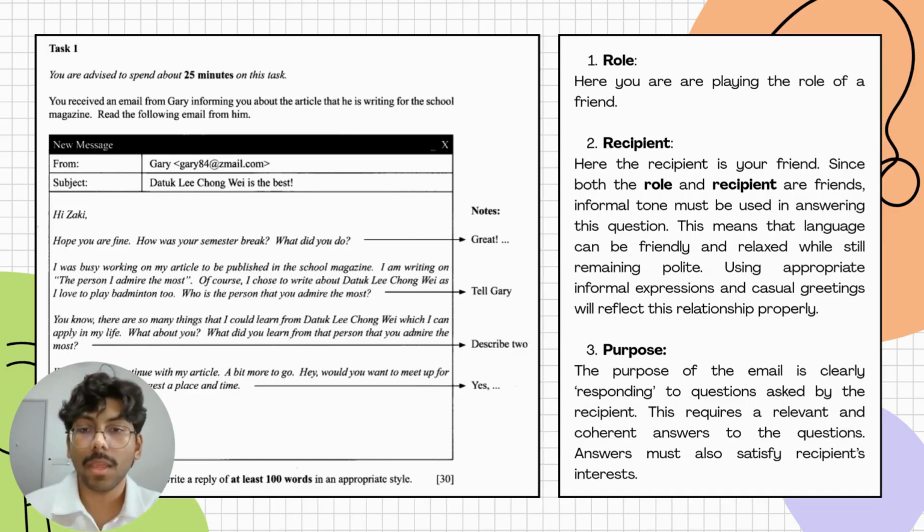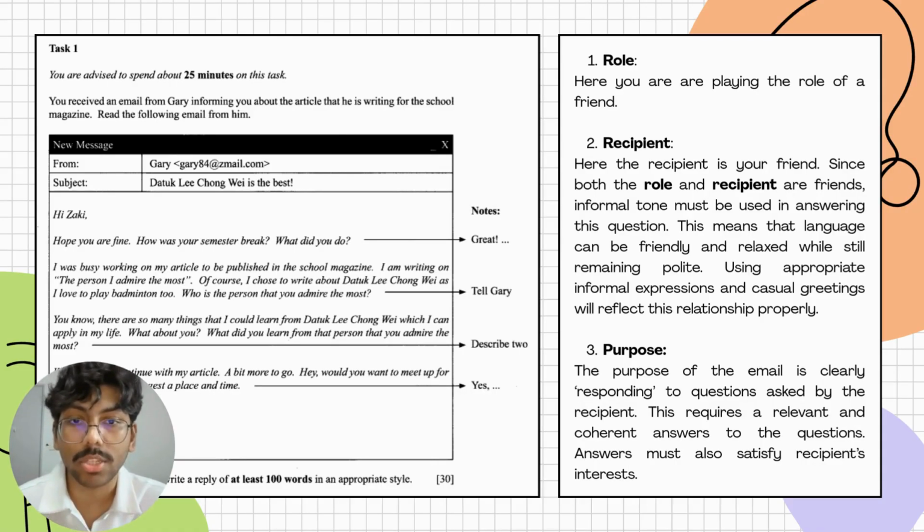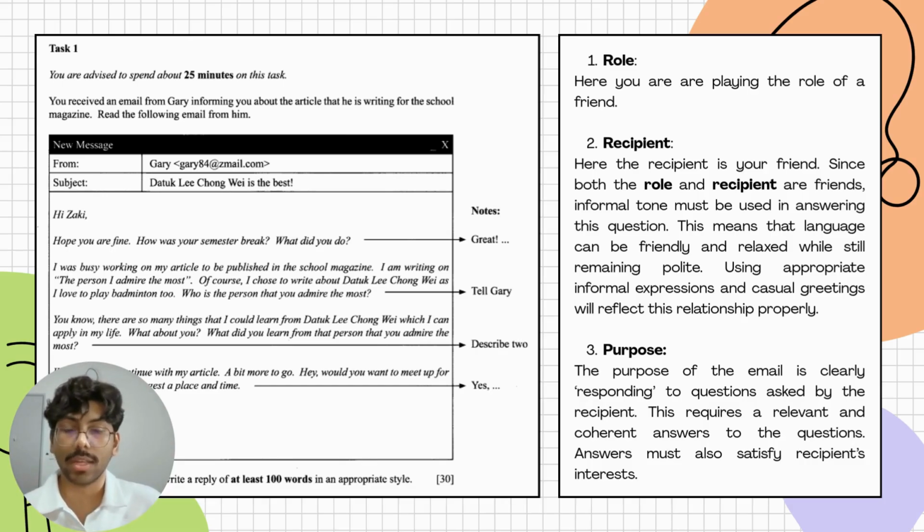As seen, if you read the letter which says, "Hi Zaki, hope you're fine. How was your semester break? What did you do?" "I was busy working on my article to be published in the school magazine. I'm writing on the person I admire the most. Of course, I chose to write about Tung Lee Chong Wei, as I love to play badminton too." If you continue reading, you'll begin to realize that you're playing the role of a friend or a classmate here. As for the recipient, he's also your friend or classmate.